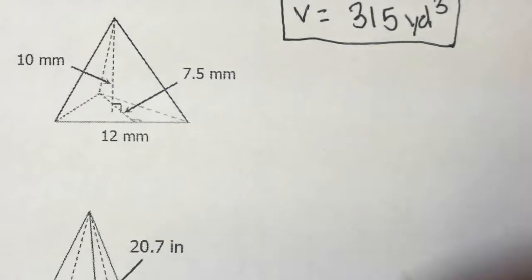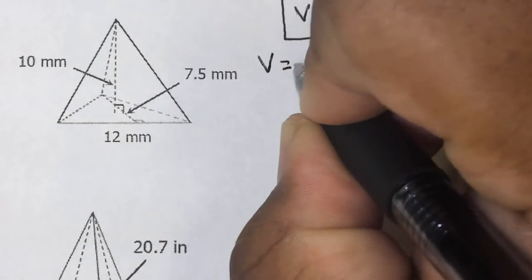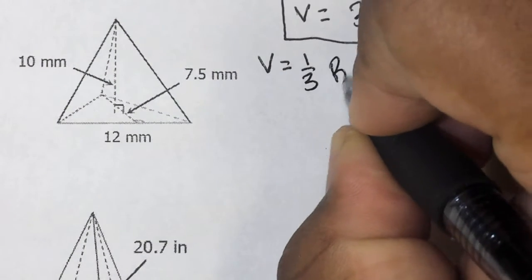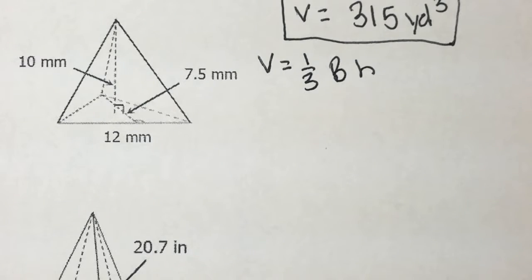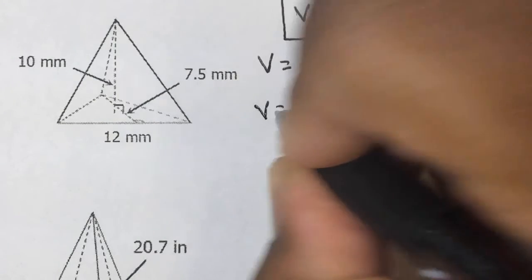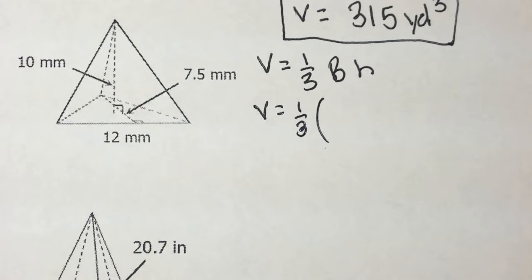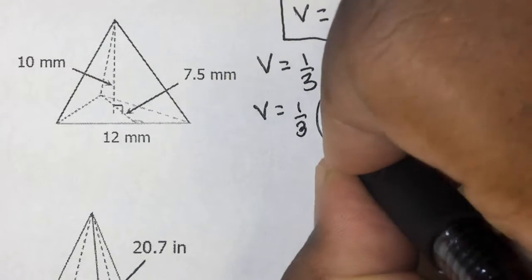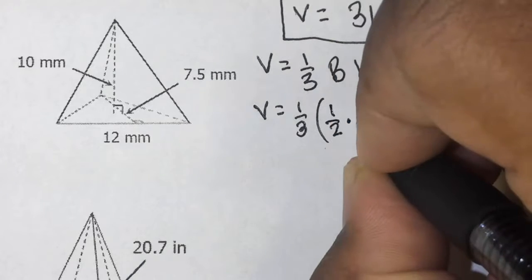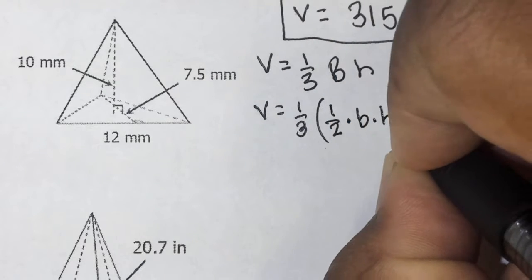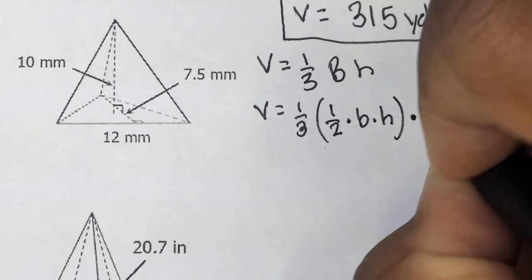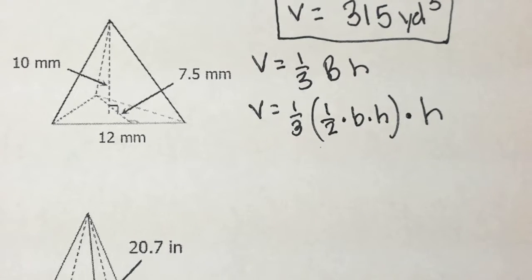Number 2 is a pyramid. Question you got to ask yourself is what shape is the base? What shape is the base on number 2? Triangle. So how should my formula change? Times 1/2 times what? Times base times height times height.